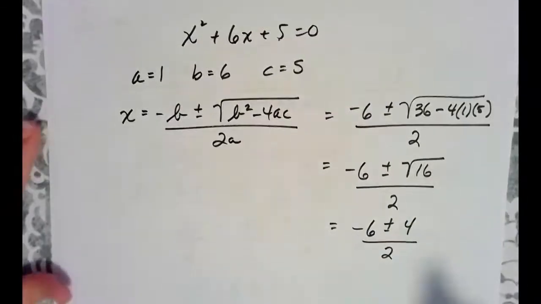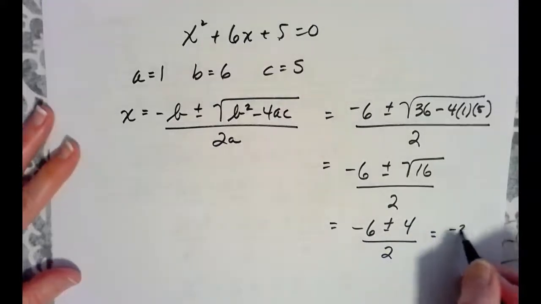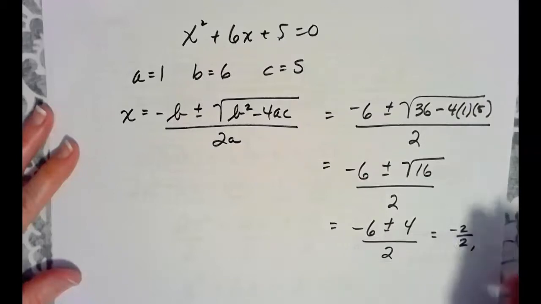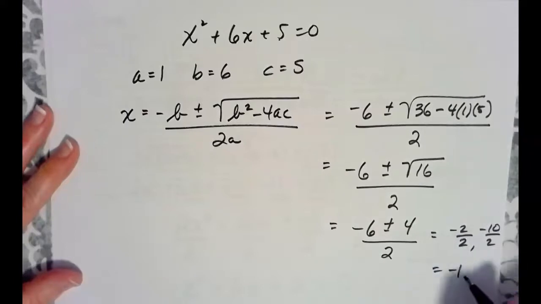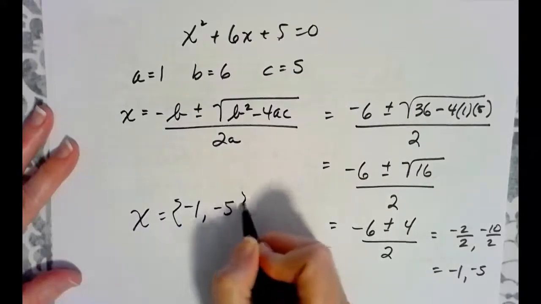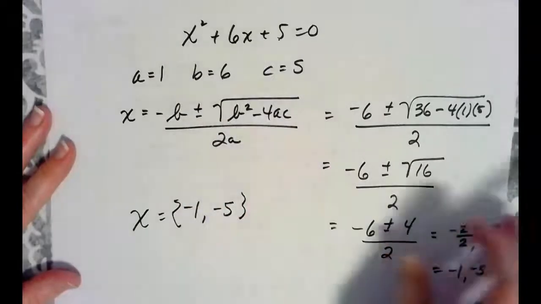And now we can simplify here. Negative 6 plus 4 is negative 2 over 2. Negative 6 minus 4 is negative 10 over 2. And that leaves us with our answers negative 1 and negative 5. So x equals negative 1 and negative 5 for the roots of this particular equation.